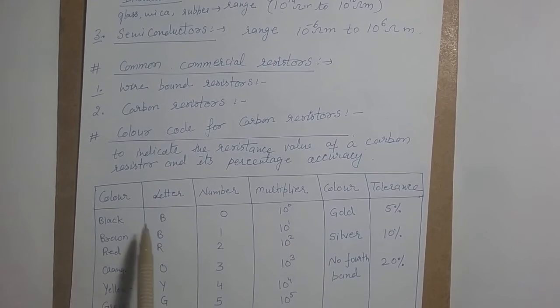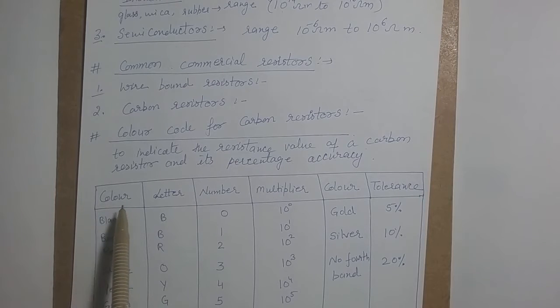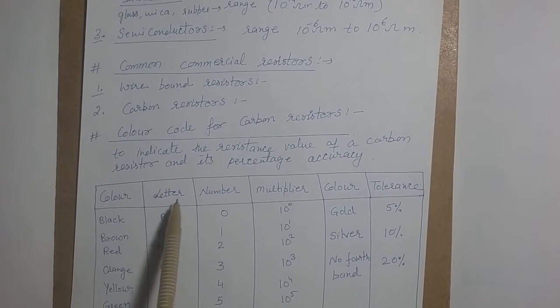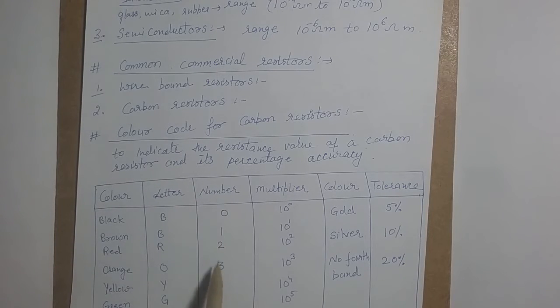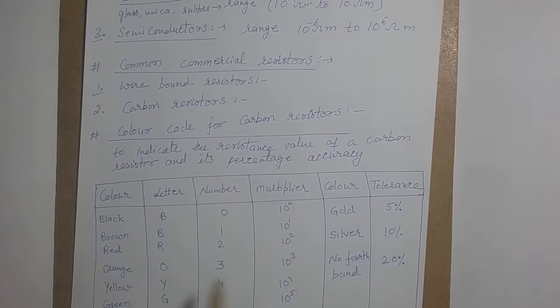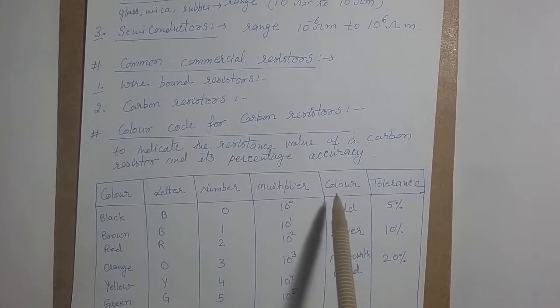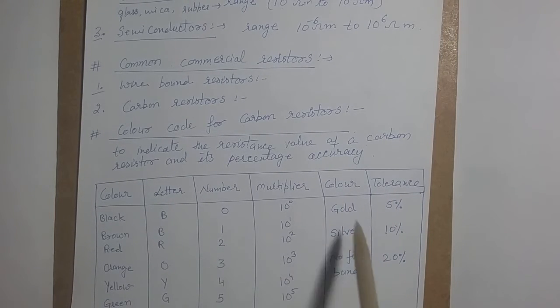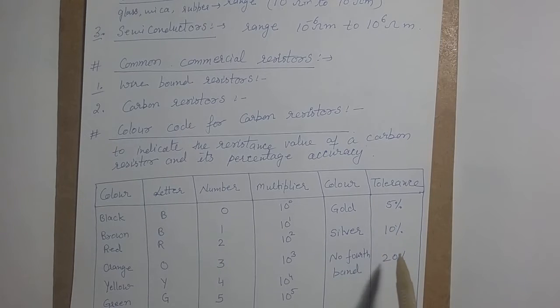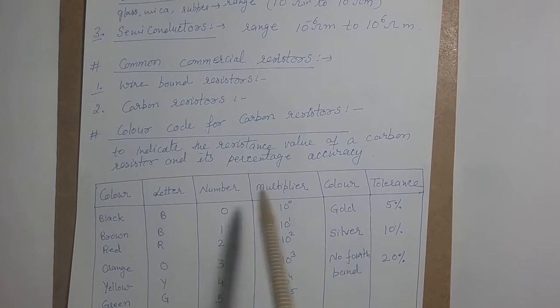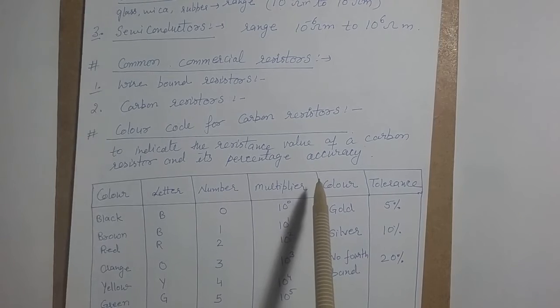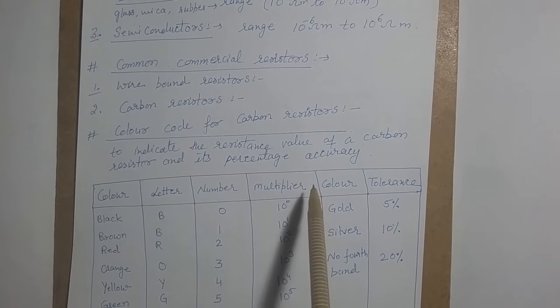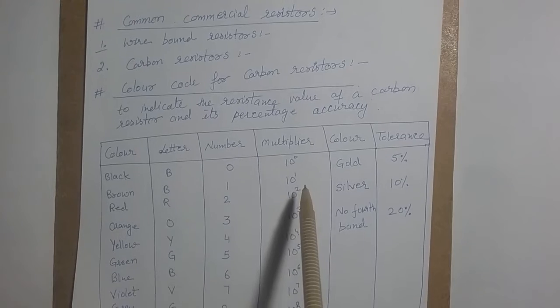Now we have a resistor with some colors. Some letters are assigned for those colors and some numbers are also assigned for those colors as well, and multipliers. And a fourth strip is there, for the color gold or silver, and these colors represent the tolerance for a given resistor, or the percentage accuracy, how accurate a value that is providing.